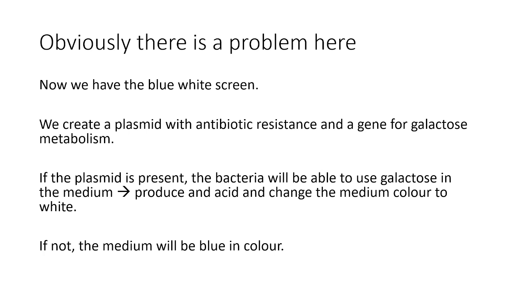Obviously there is a problem here. The problem is that we have to take two imprints, we have to see which colony is not growing, and from there we are supposed to pick it up. To overcome this, now we have what's called the blue-white screen. Here we create a plasmid with an antibiotic resistance and a gene for galactose metabolism. If the plasmid were present, the bacteria would be able to use galactose in the medium, produce an acid that changes the color of the medium. If not, the medium would be blue color.